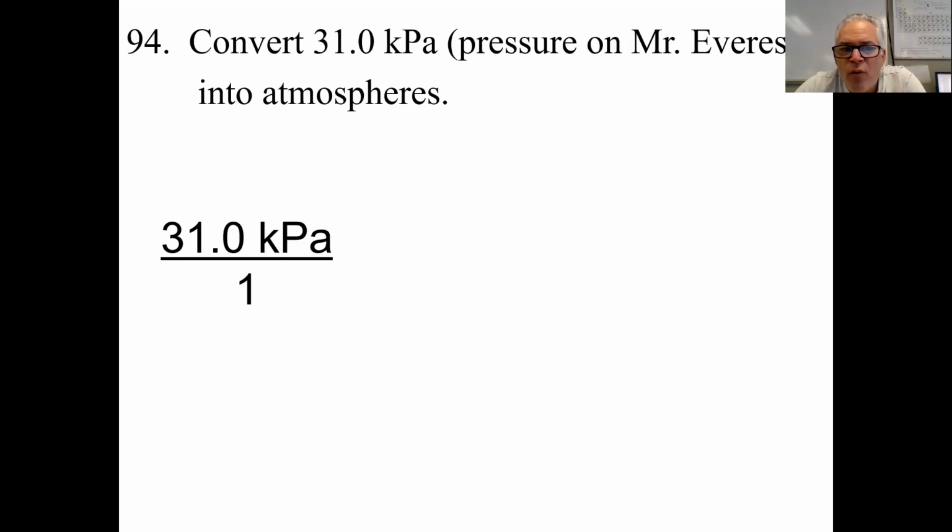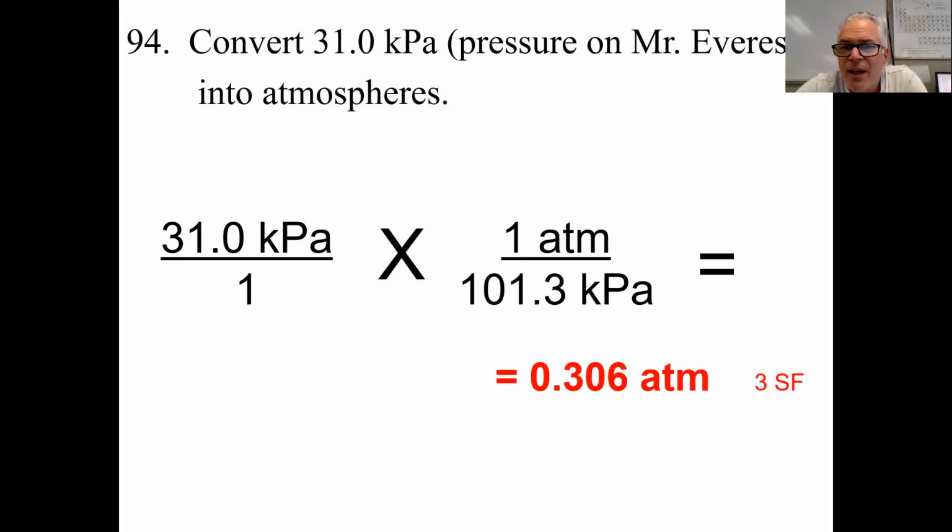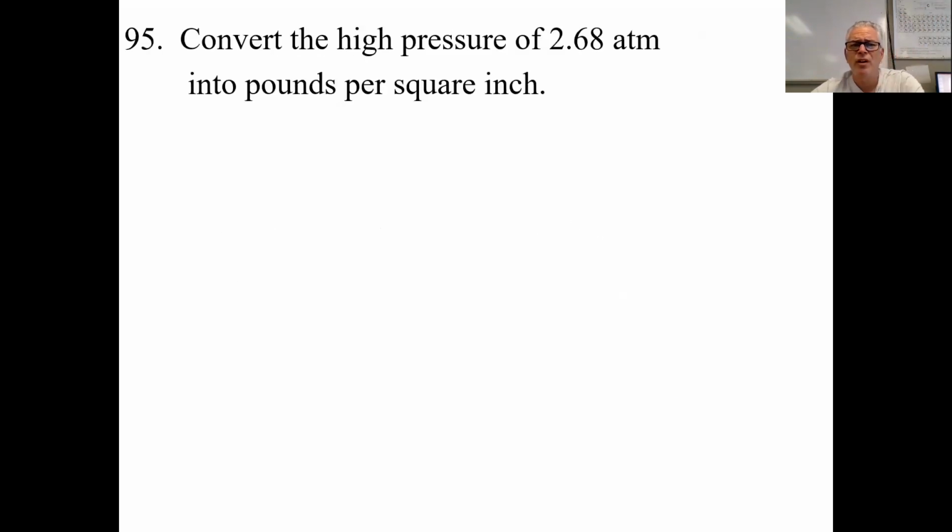31 kPa over 1. And since I know that 101.3 kPa is the same as 1 atmosphere, I can make a conversion factor. kPa is in the numerator, so I put the kPa in the denominator, and I multiply. This is actually a division problem. The kPas cancel, and with 3 significant figures, I get this many atmospheres. I think we have just a couple more to go.